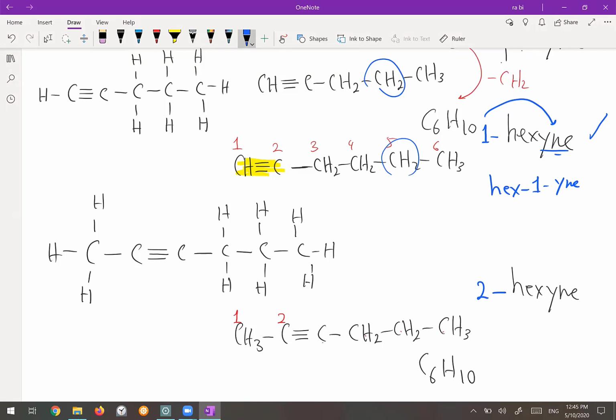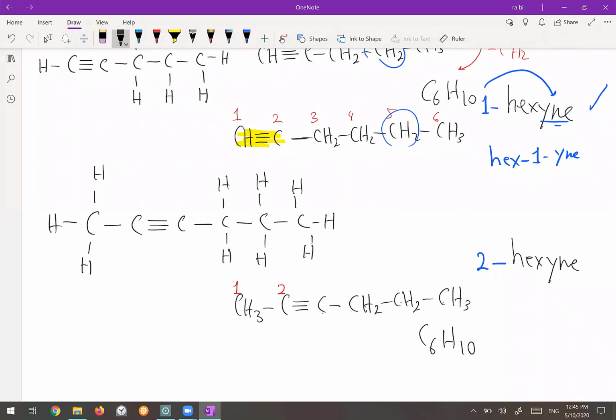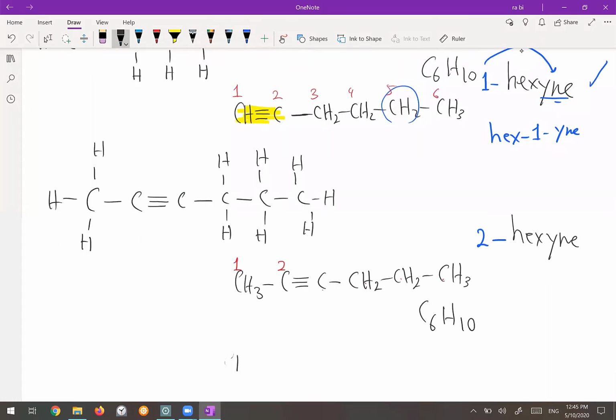Also, it's possible that the triple bond is in the third position. So you can have CH3 connected to CH2, connects to carbon with triple bond carbon, connects to CH2, connects to CH3. So here also you have 1, 2, 3, 4, 5, 6 carbons with a triple bond. So your molecule is hexyne, but the position of the triple bond is on the third carbon, so it's 3-hexyne. For this molecule, there is no difference from which side you number it.